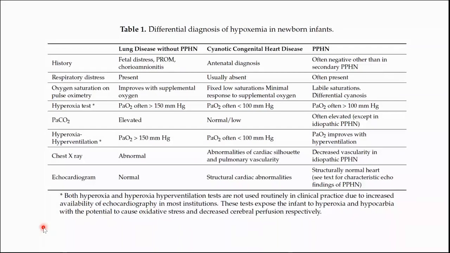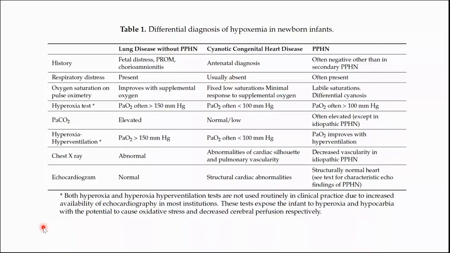Regarding a prolonged rupture of membrane, or a mom having chorioamnionitis, or maybe meconium aspiration, then okay, this is highly likely to be lung disease. So in cyanotic congenital heart disease, there could be an antenatal diagnosis. Sometimes there is not. So PPHN, you might not have any clue to the history.